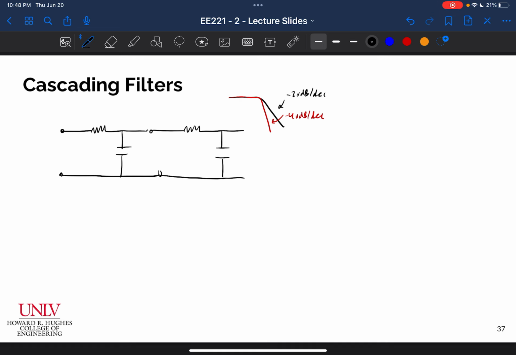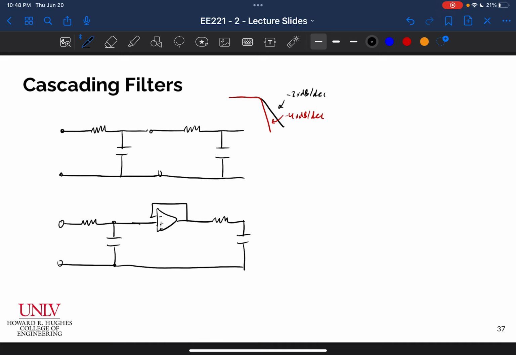However, cascading active filters does work super great. And I don't even need to cascade active filters. I can cascade passive filters with the use of op amps. So if I take this circuit here and I pass it into a unity gain op amp, something that looks like this, and then I go into another filter just like this, I would have no issues with loading.